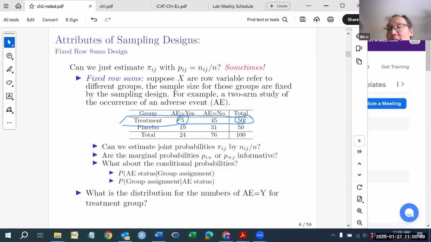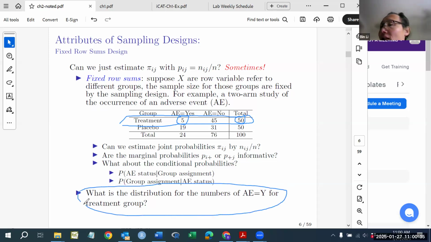Why is it binomial? Because the binomial needs each subject having the adverse event to be independent, right? And identical. So that's a binomial trial. Okay, so this distribution is the binomial distribution.